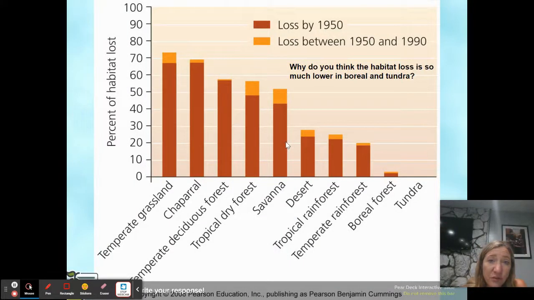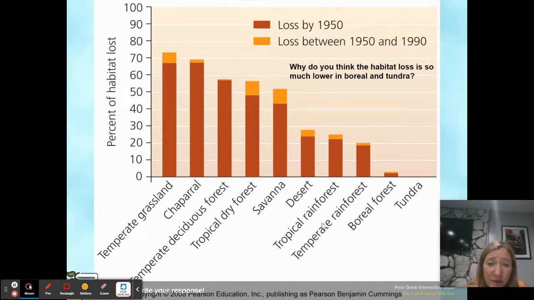This shows you, so first of all, lost by 1950 and lost between 1950 and 1990. So a lot of the loss you're seeing on here is before 1950, and then the lighter orange is between 1950 and 1990. So a lot of this happened again in the industrial phase when we started converting things like grasslands to farmland. So a lot of that is what you're seeing here. We're turning these areas into something that we could use. Chaparral, that's actually what we have in Southern California. So that's kind of our process of building homes or whatever.